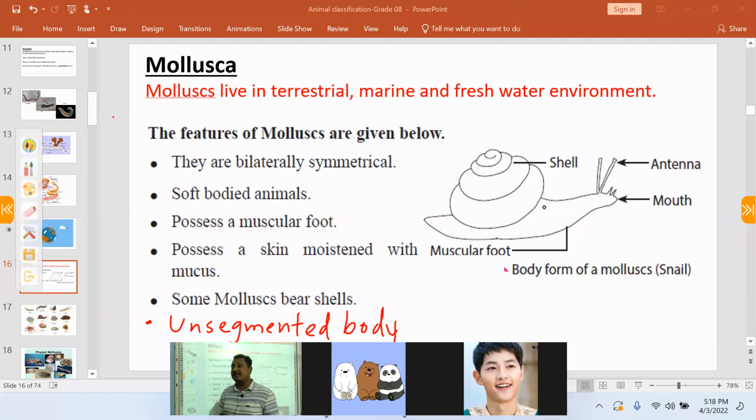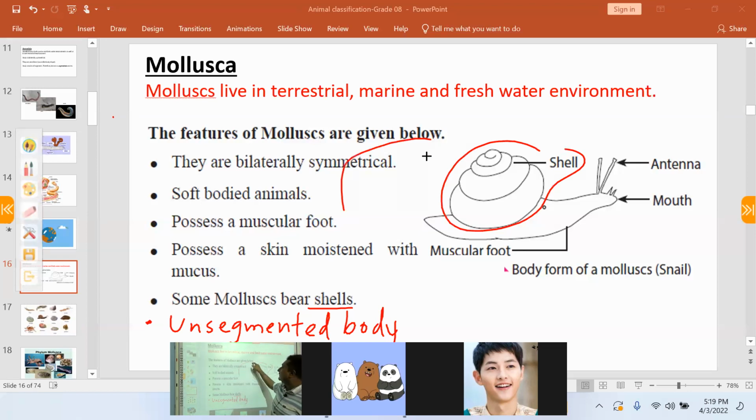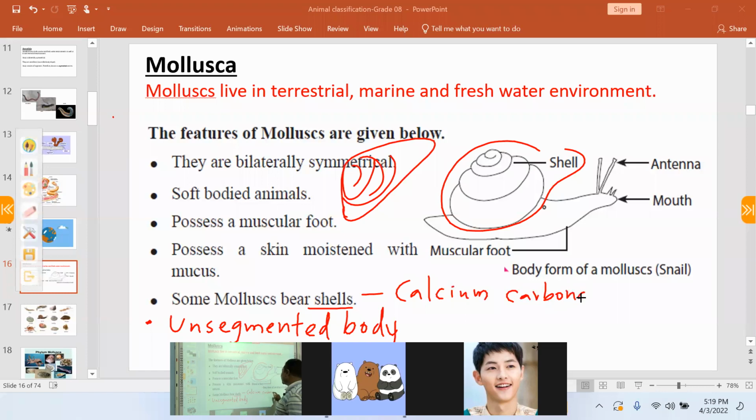Some of them have shells. Shell means katuwa. Do you know by which substance this shell is made of? The shell of the snail, the shell of the bivalve. Yes, by calcium. Calcium carbonate. Calcium carbonate shell. Calcium carbonate means limestone.